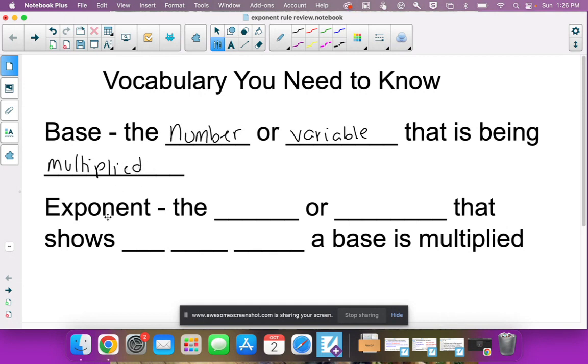Okay, and the exponent is also going to either be a number or a variable that shows how many times a base is multiplied. Okay, and so you can have a combination of all of these, a number raised to a variable raised to a number. So some quick examples.